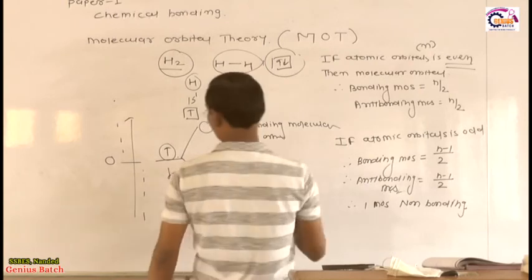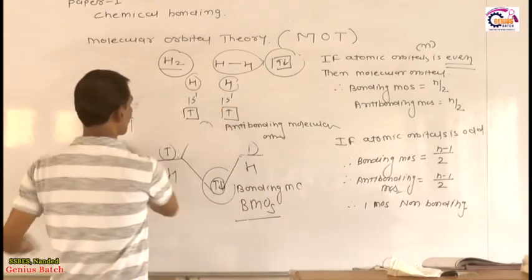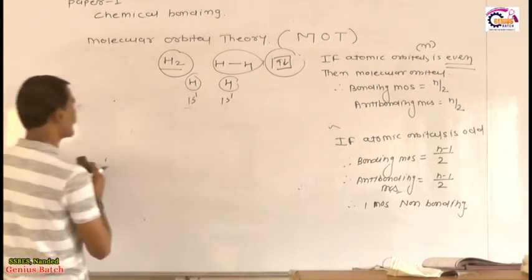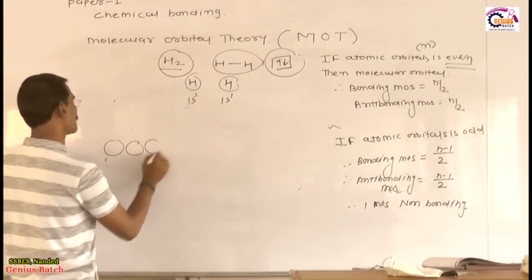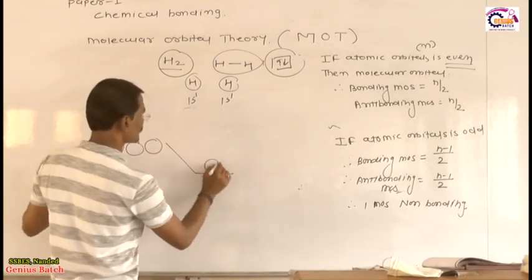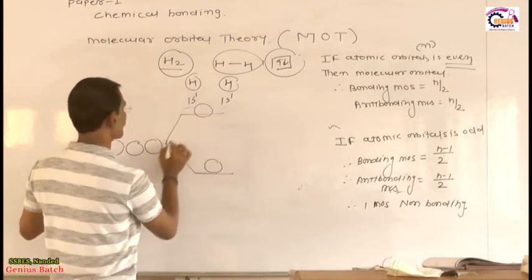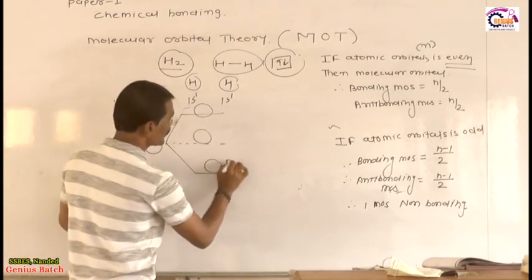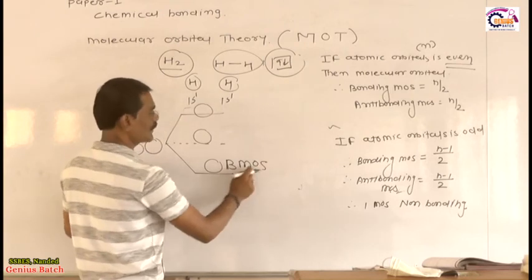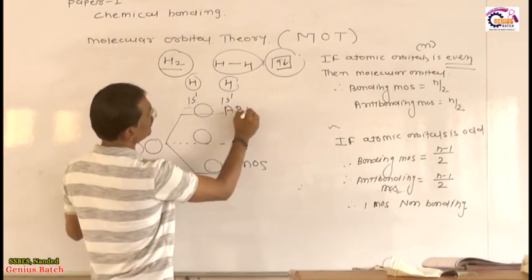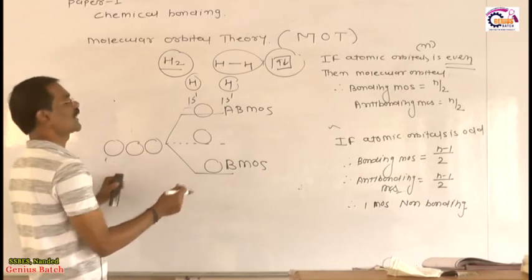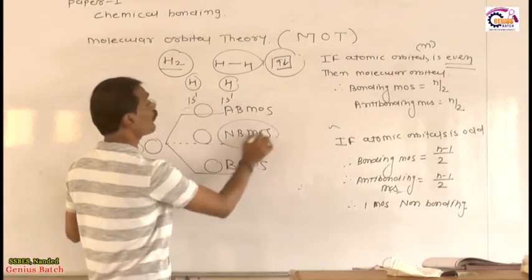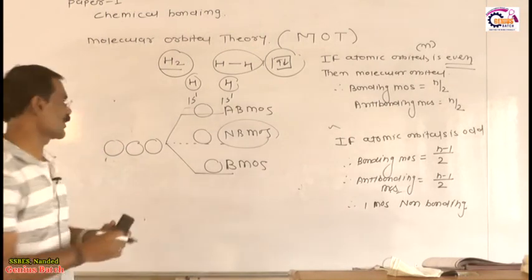I will draw the picture of non-bonding. My friend, suppose I have a molecule containing 3 atomic orbitals. Out of those 3, 1 is bonding, another 1 is anti-bonding, and 1 is called non-bonding. This is BMOs. What is BMOs? Bonding molecular orbitals. This is ABMOs. What is ABMOs? Anti-bonding molecular orbitals. And this is NBMOs. What is NBMOs? Non-bonding. The orbital which is not involved in the bonding, that has 0 energy.